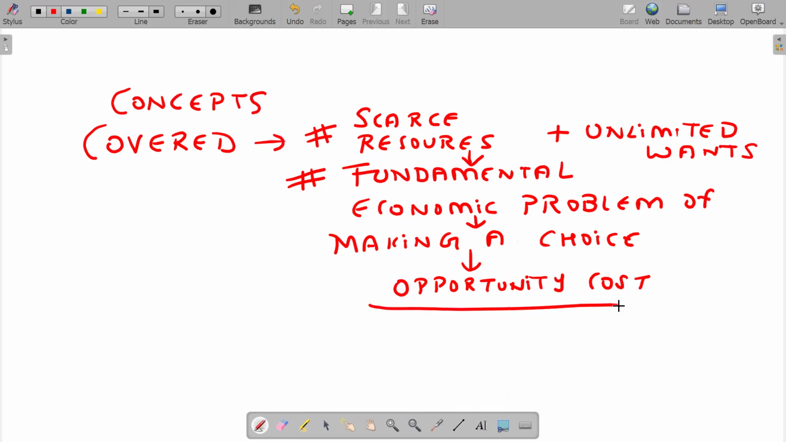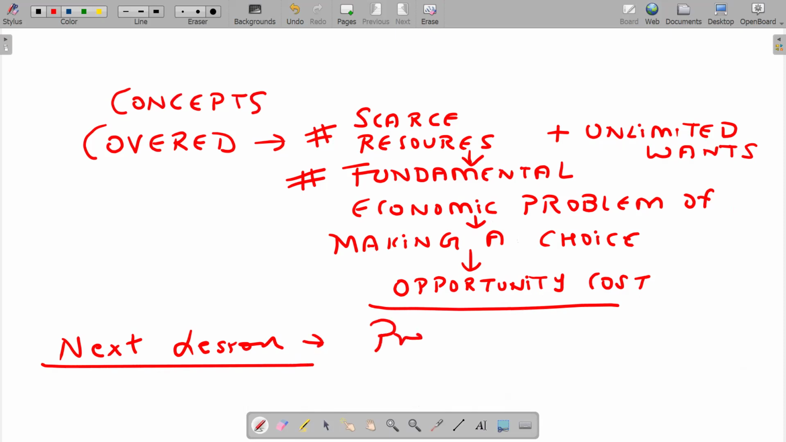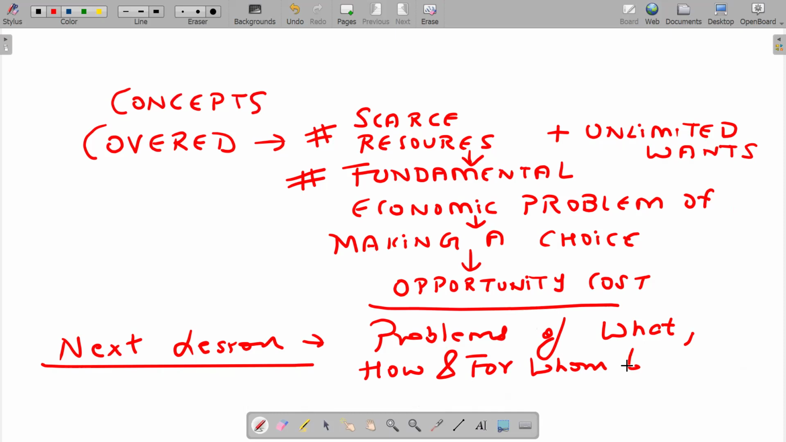Now, in the next lesson, we are going to talk about the problems of what to produce, how to produce, and for whom to produce. Problems of what, how, and for whom to produce. Okay, this is what I plan to pick up from in the next lesson.